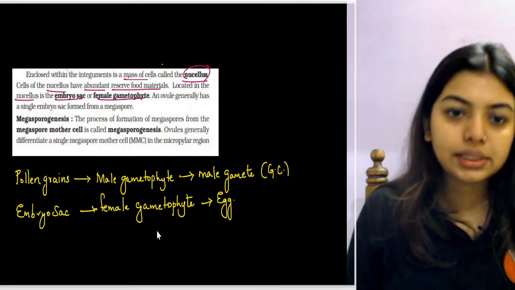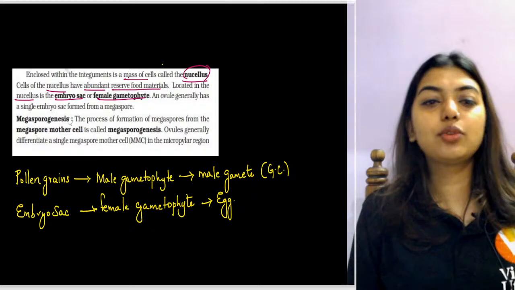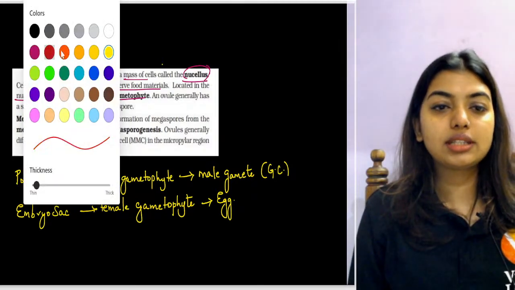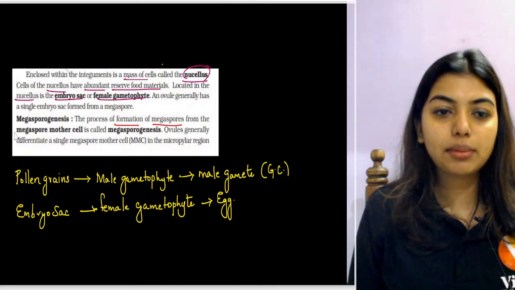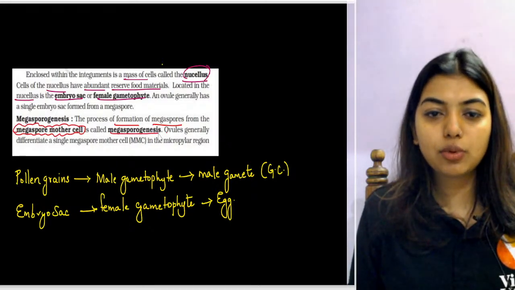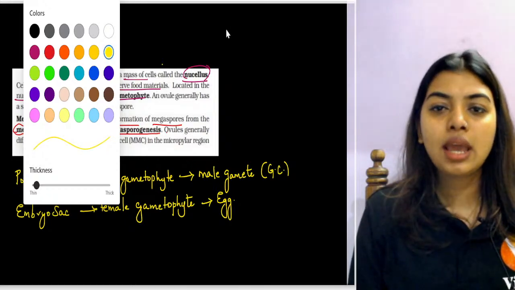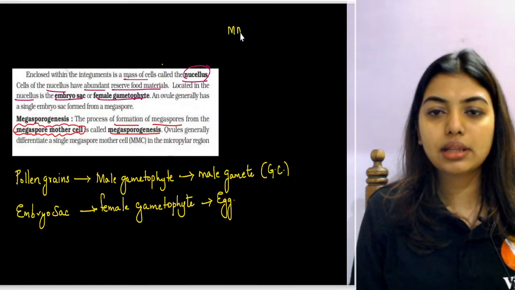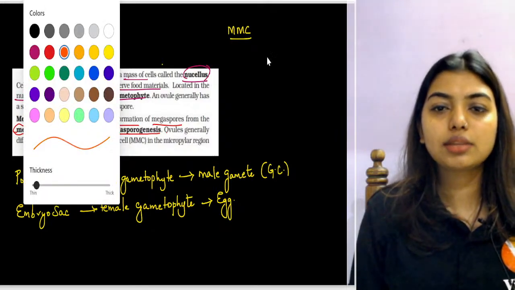Got it? Now, megasporogenesis. What is megasporogenesis? Megasporogenesis is the process of formation of megaspores from the megaspore mother cell. There also we saw the microspore mother cell. Here also we are going to see the megaspore mother cell. The MMC is going to form the megaspores.